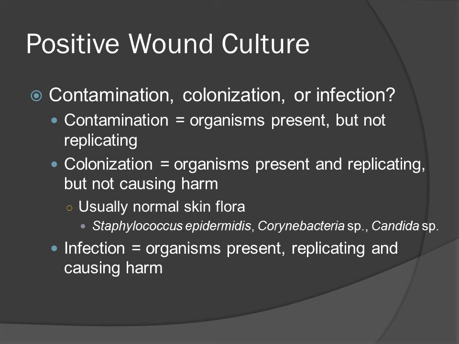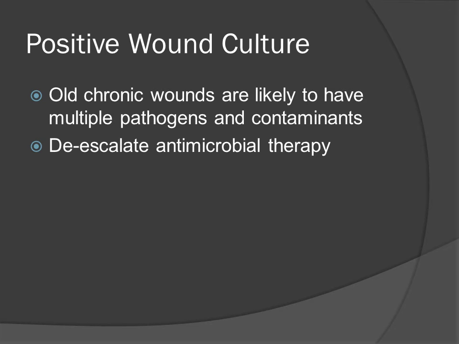When you have an infection, there are organisms present and they're replicating and they're causing harm. One thing to note about contamination is all chronic wounds are contaminated. So you really have to try to pick out which is the likely pathogen versus what's not. Like I said before, when you get a positive wound culture, old chronic wounds are likely to have multiple pathogens and contaminants. So how do you treat them?